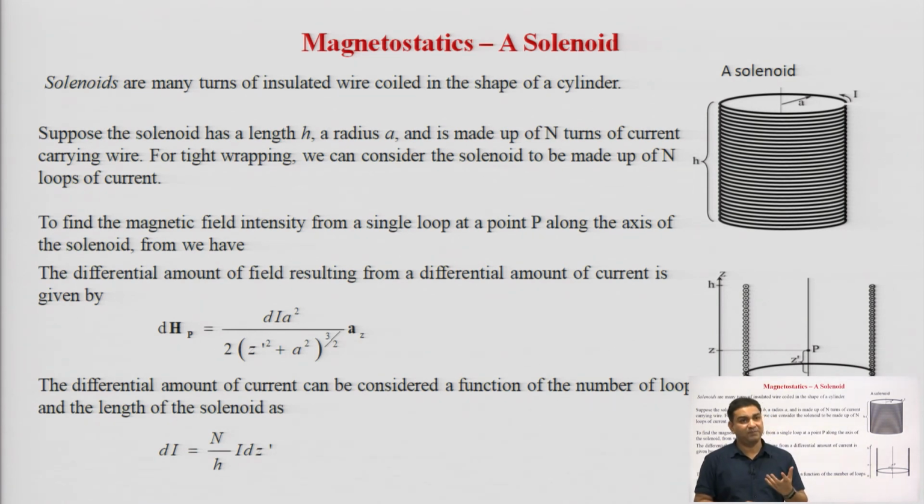dH at P is equal to dI a square upon twice of (z dash square plus a square) whole to the power 3 by 2, and it is in the direction of a_z. It is the magnetic field intensity at the distant point P, and this is in the direction of z only. So, you can consider here the differential current, it is equal to n upon h I dz dash.